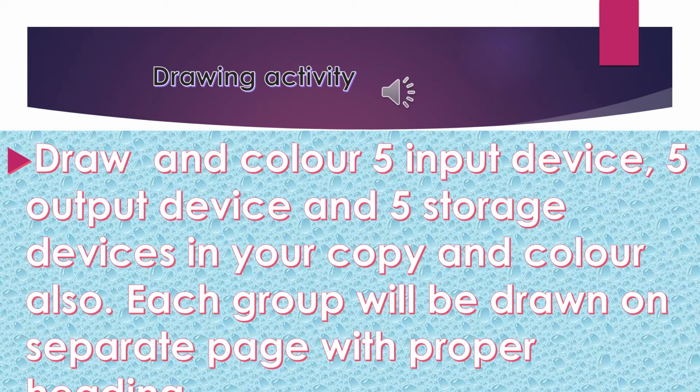On one page, you will give the heading 5 input devices and draw big pictures of the devices and color them and outline them nicely. On the next page, you will give the heading 5 output devices, then you will draw and color them. Now on the third page, you will write 5 storage devices and then you will color them and draw them nicely and big. Don't try to accommodate a lot of picture on the same page. You can use 2 pages also for each activity. Okay? Draw them well.